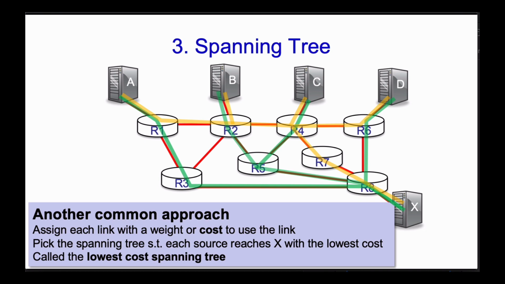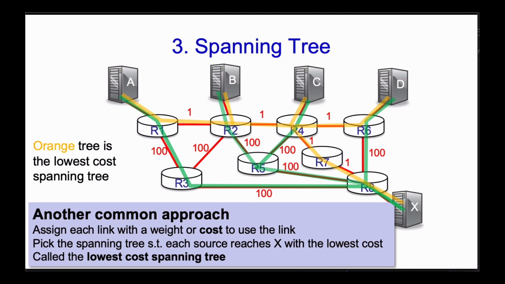Another common approach is to assign each link a weight or a cost to use that link. For example, the cost might equal the length of the link or the inverse of its data rate. We'll see some more examples shortly. But if we assign costs, we can pick the spanning tree such that each source reaches X by following the lowest cost path. This is called the lowest cost spanning tree. It's also called the minimum cost spanning tree. So in this example, I've assigned a cost of 1 to some of the links and a cost of 100 to others. In this case, the orange tree is the lowest cost spanning tree because it uses only links of cost 1, whereas the green tree uses links of cost 100.